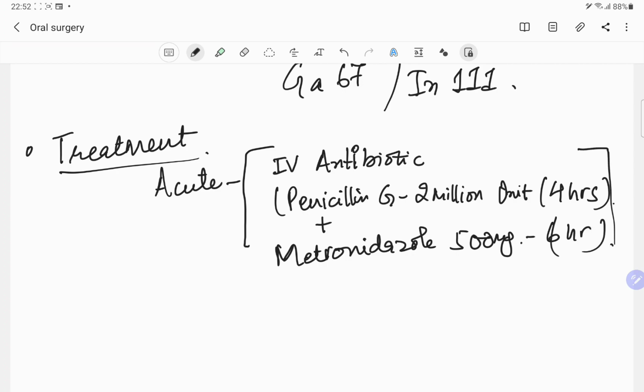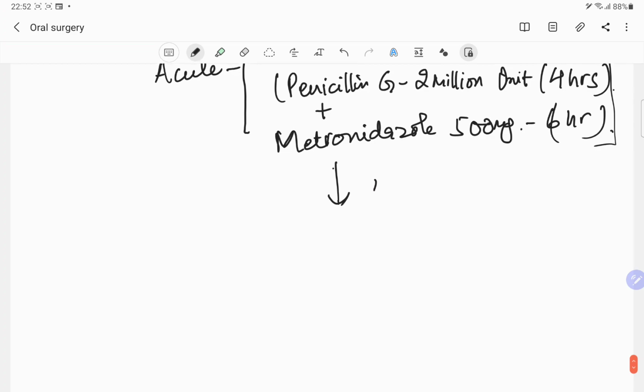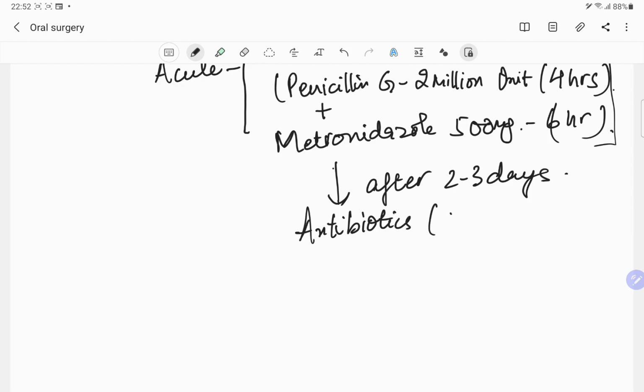First of all, we give this antibiotic, which is our penicillin. After 2 to 3 days, we start giving this antibiotic in oral form. The same antibiotics in the oral form, which is 500 mg both.